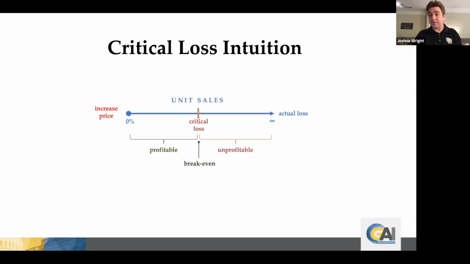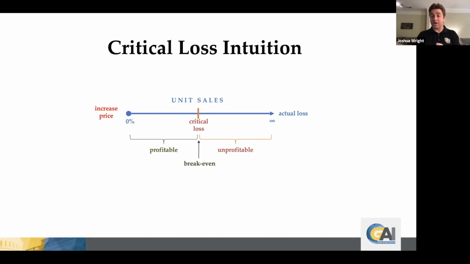Break even at the critical loss point, we've lost just enough unit sales that the effect of the price increase is 0 on profit. And to the right, now we've lost enough sales to render the price increase unprofitable, okay? And so we're looking for where that critical loss is, and you can get the intuition for where this is going. Once we know the critical loss, we're going to try to compare it to the actual loss.